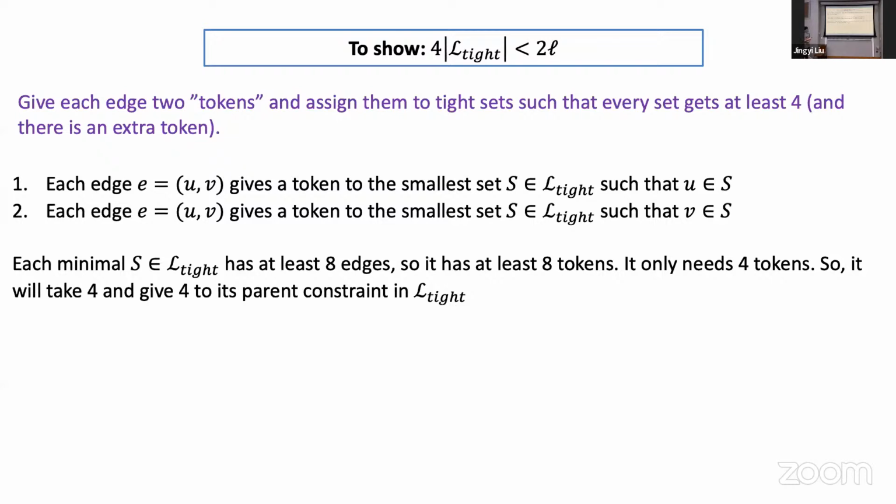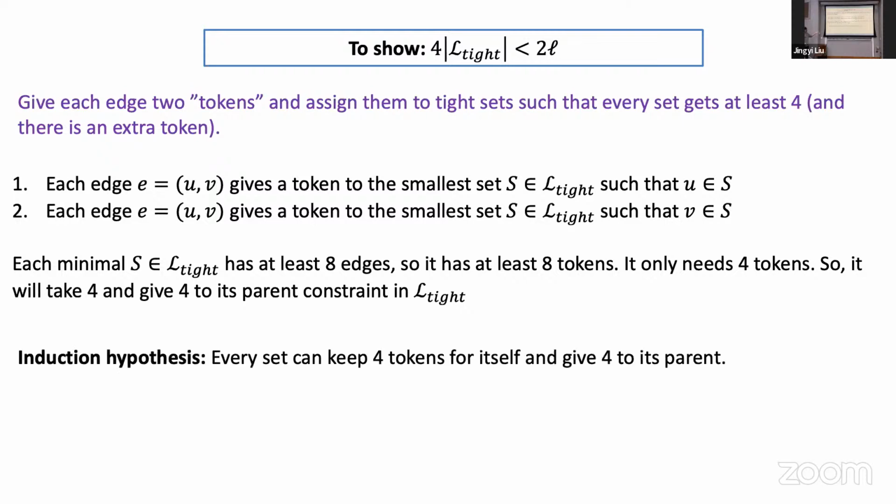And now we know that every minimal set in the family has at least 8 edges because we dropped things with fewer than 8 edges. And so it has at least 8 tokens. And we only need 4 tokens. So what we can do is sort of keep 4 tokens and promote the rest to our parent. So here's the induction hypothesis. I can keep 4 and I can give 4 to my parent. The base case is every minimal set. Every minimal set has 8 edges, so we're good.